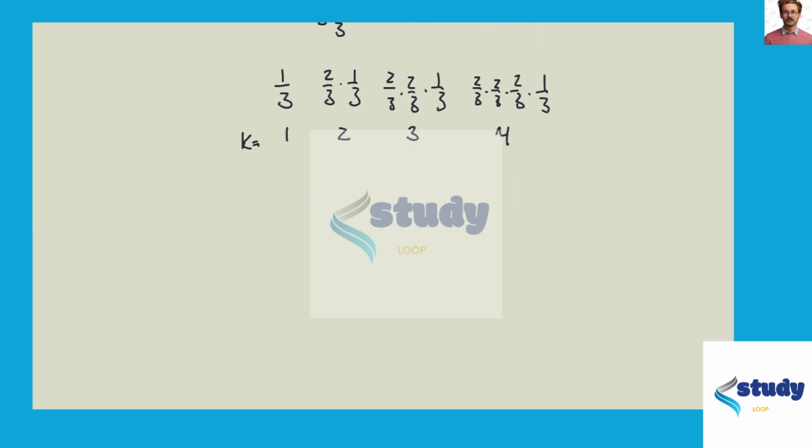Okay, so this is our P of n. We'll see that P of n equals k, for k equals 1, 2, 3, et cetera, is going to be 2/3 to the k minus 1, times 1/3. Does this seem right?